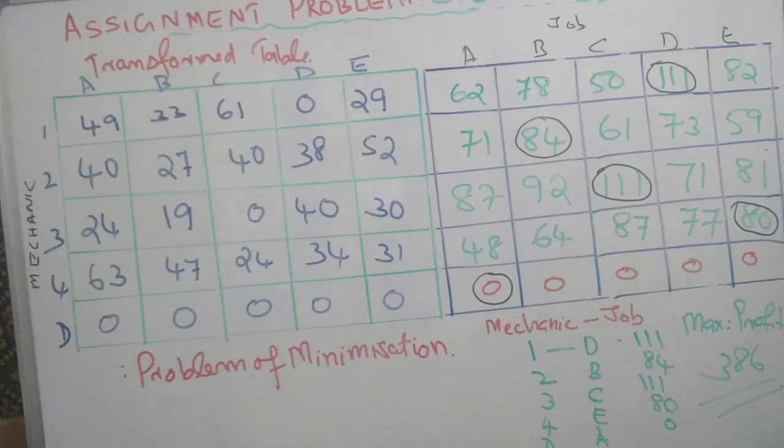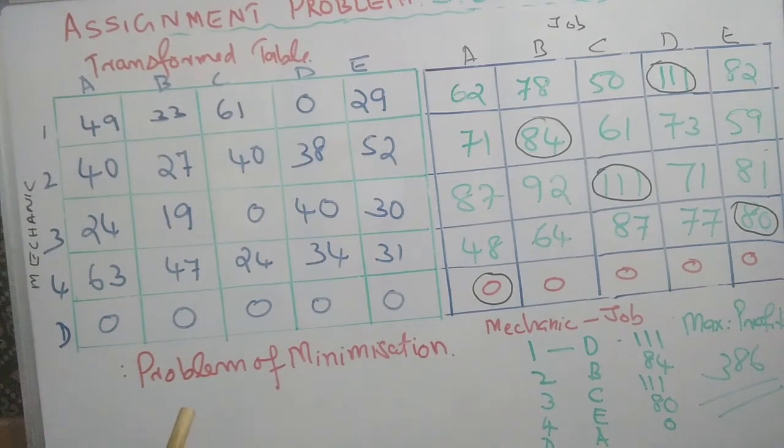Now the given problem of maximization, which is unbalanced, is transformed into a problem of minimization. That is the minimum requirement for solving an assignment problem. That is, row and column should be the same, and objective function is the minimization. One job is to one mechanic and one mechanic is to one job. The problem is ready for optimization. And we know that we use Hungarian method for optimization.